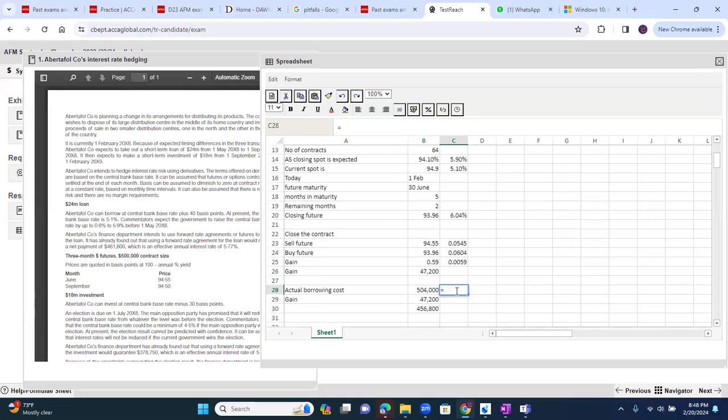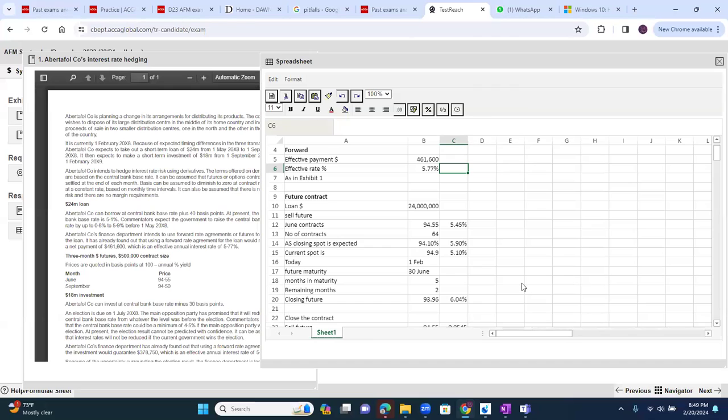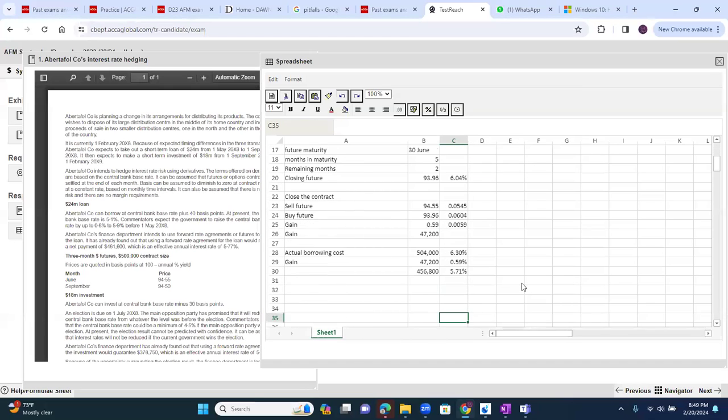You can easily write the percentage as well. Now the cost is 5.9% plus 0.4, and the gain is 0.59%. So the total cost will be 5.71%. So that's the effective cost. So which one is better, forward or future? Forward is 5.77. This is 5.71%. Future is better. This is slightly better.